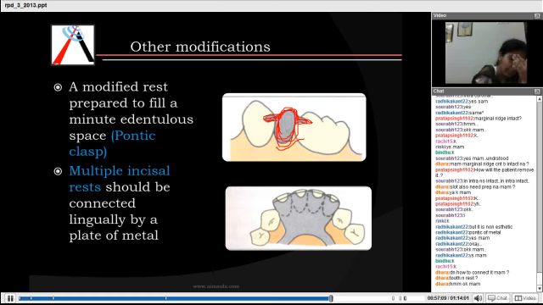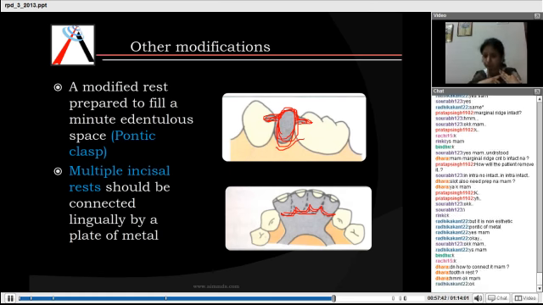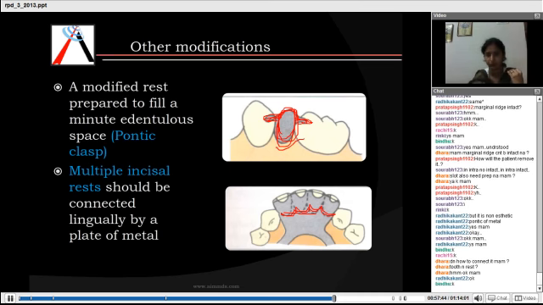Okay. Now I was telling you that a canine is always better than an incisor. But in cases where you cannot take the support of the canine, what do you do? Multiple incisal rests are connected lingually by a plate of metal. Okay. All multiple lingual rests are connected with a metal plate so that you get additional support. Okay, so these are the three modifications: intracoronal rests, pontic clasp rests, and multiple incisal rests. Okay?